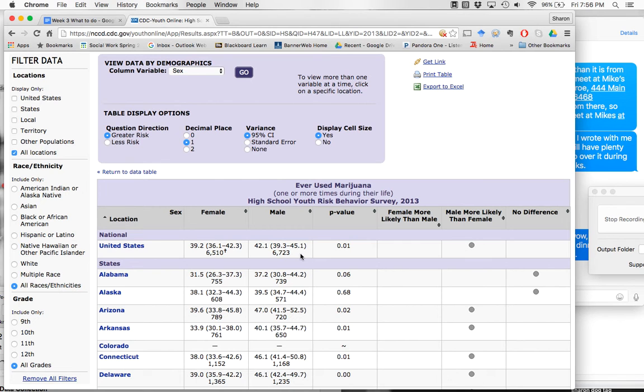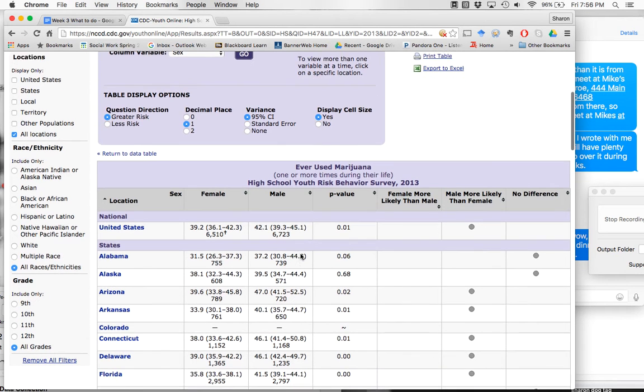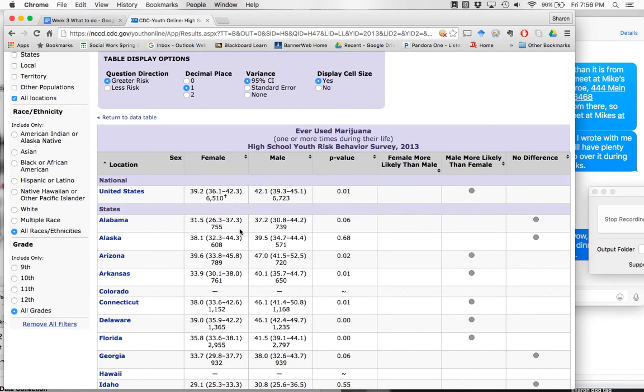If we wanted to do a research study and talk about male and female marijuana use, we could show this as a statistic that shows that males are more likely than females to have ever used marijuana in high school. As we go down, we can see between the states, there are not necessarily statistically significant differences. So let's take Alabama. The female percentage is 31.5%, okay? And the male percentage is 37.2. So the male number, percentage-wise, looks higher than the female.